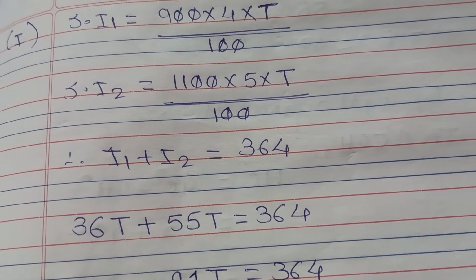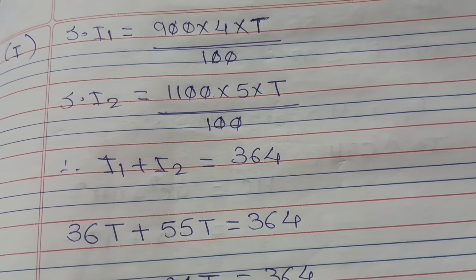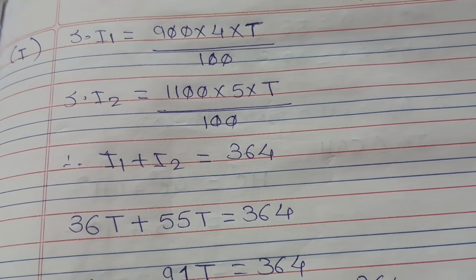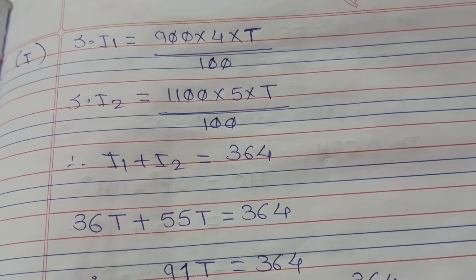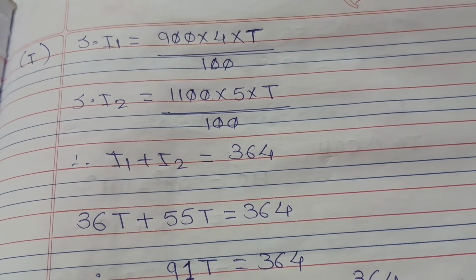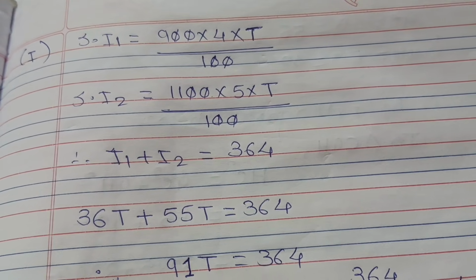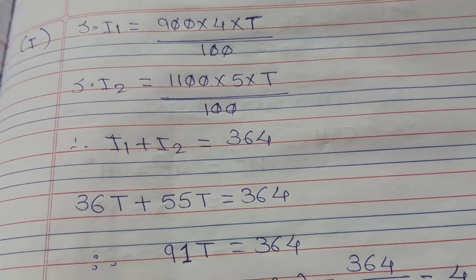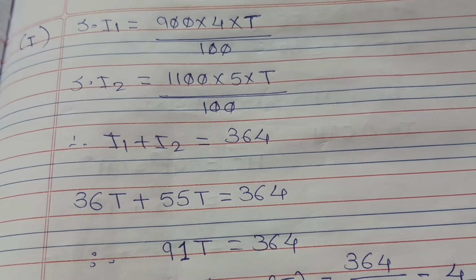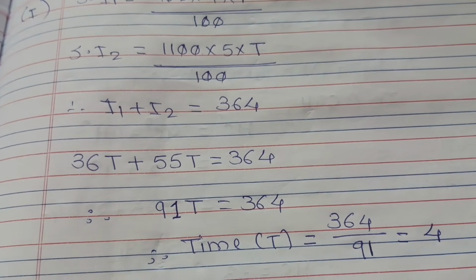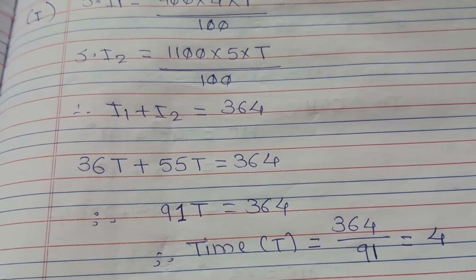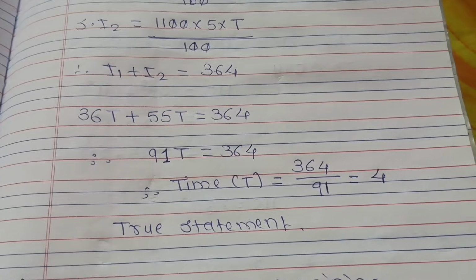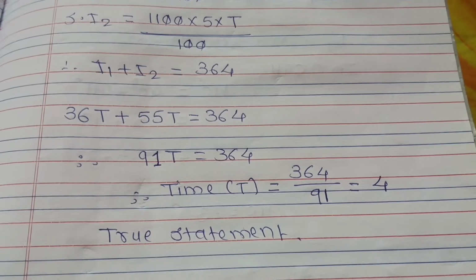To check the first statement, we will put the formula simple interest is equal to PNR upon 100 and put the values of principal and rate of interest. The number of years we don't know, so we will take it as T and we get the value of simple interest 1 and simple interest 2 in both the cases. Now add these two because their sum is given as 364. So interest 1 plus interest 2 will become 364, and after putting the values of I1 and I2 we get the value of T, the time period, as 4 years. So it's a true statement.